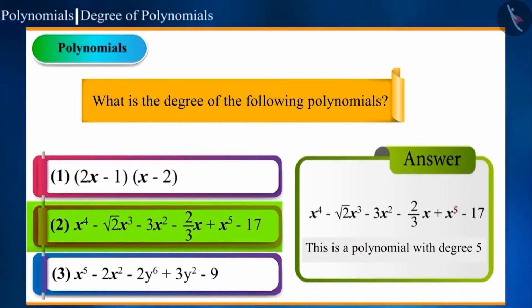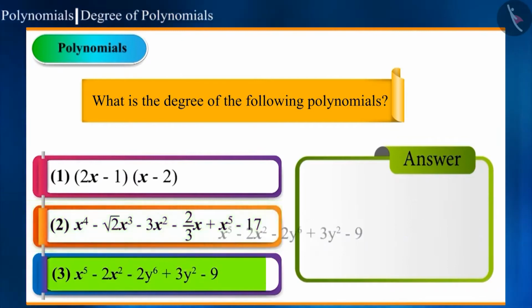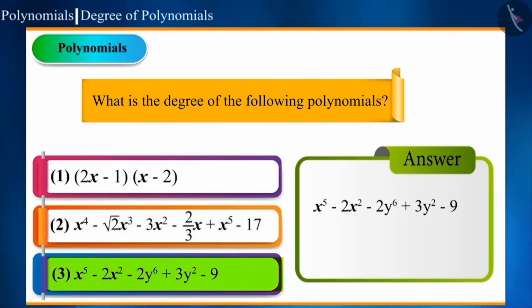It would be better to write such polynomials in the descending order of their powers. The third option is quite different from the other two. Is it a polynomial? Yes, it is a polynomial with two variables, where the variables are x and y. We just need to focus on the highest power. Here, the power of the variable of the third term is highest, 6. That is, this is a polynomial with degree 6.